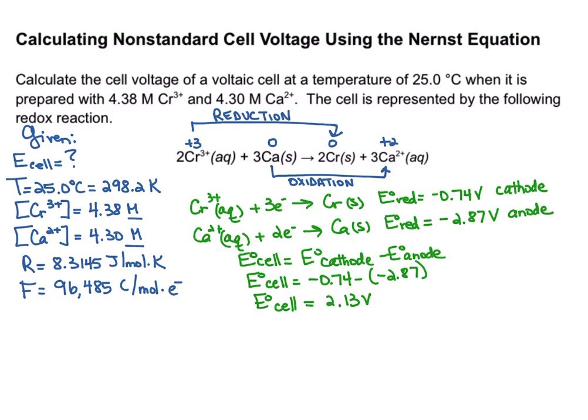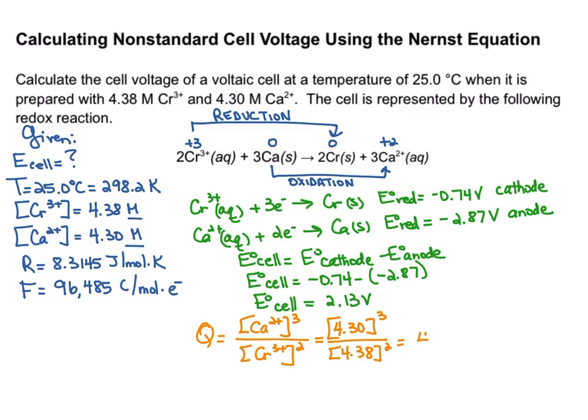I also need the reaction quotient. Remember that the reaction quotient is the concentration of the products over the concentration of the reactants raised to the power of their coefficients. We do not include solids and liquids. So Q equals the concentration of calcium raised to the power of 3 over the concentration of chromium raised to the power of 2. I'm going to go ahead and plug in my numbers. And I get Q equals 4.144. Okay, I've gathered all of the given information that I need.